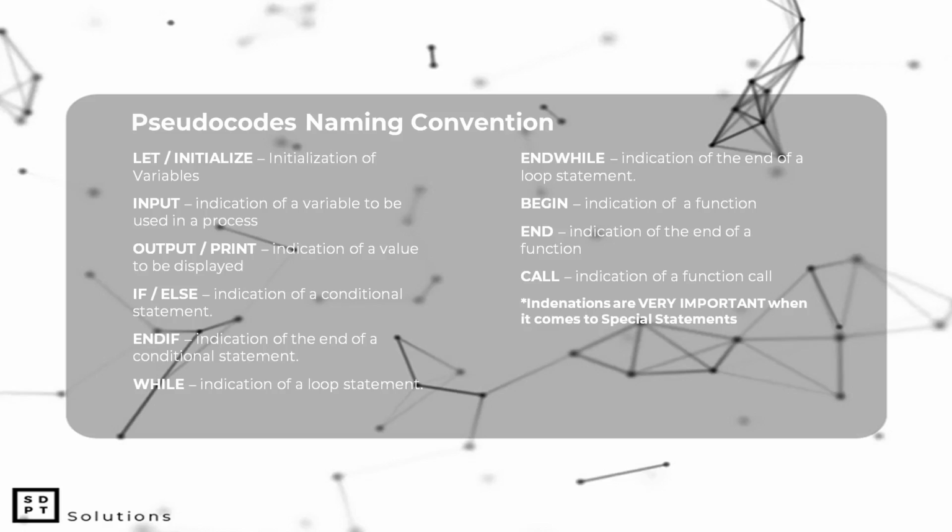Then, we have the while. It is an indication of a loop statement. May loop statement din kasi tayo, yung inuulit-ulit yung isang part ng code. So, gagamit tayo ng loop statement. Then, we have the end while, same as the end if, which is the indication of an end of a loop statement. Para lang natin malaman kung saan magtatapos yung loop.